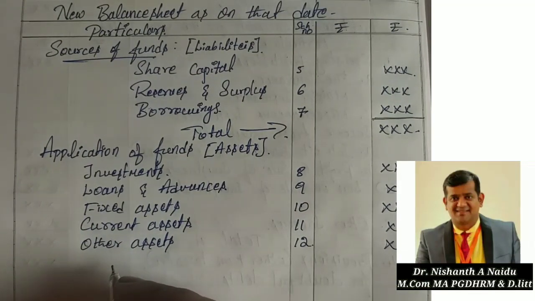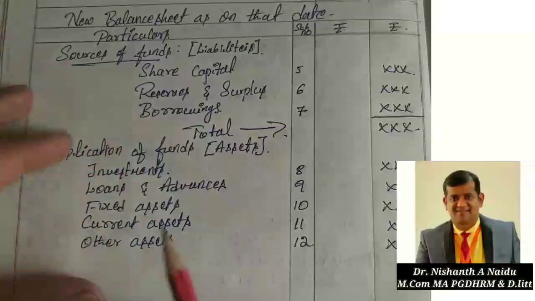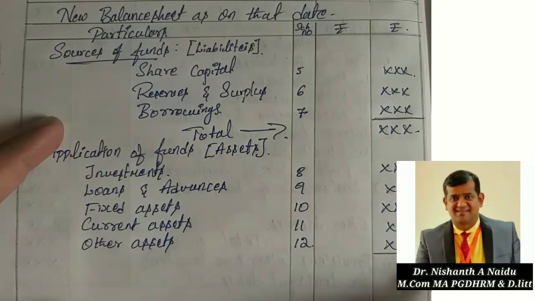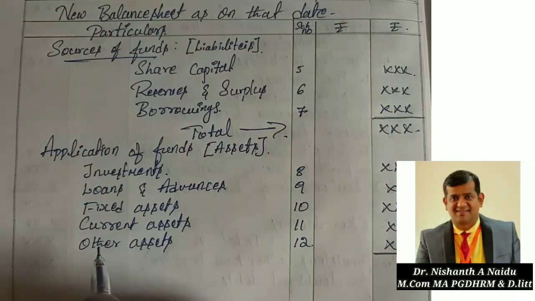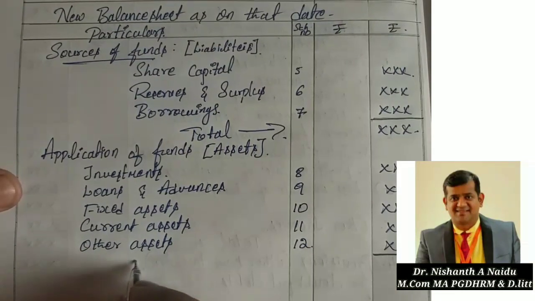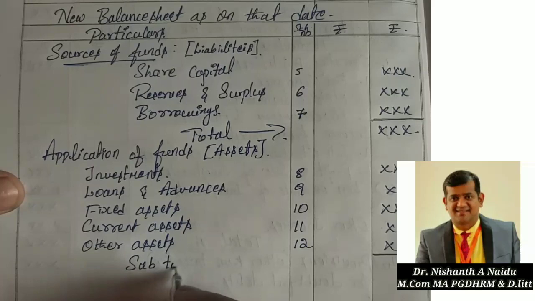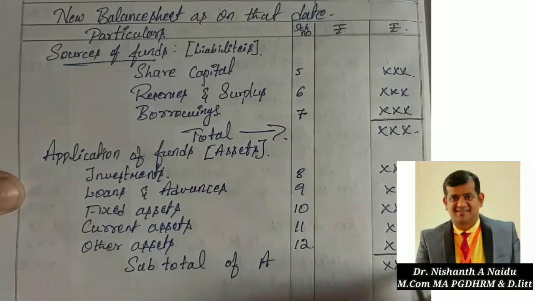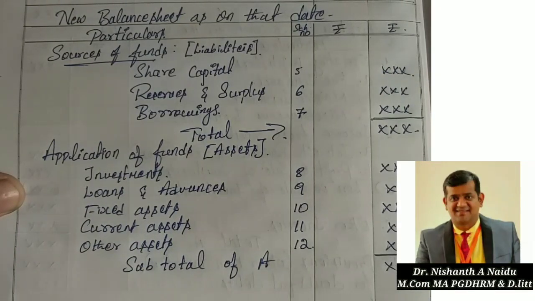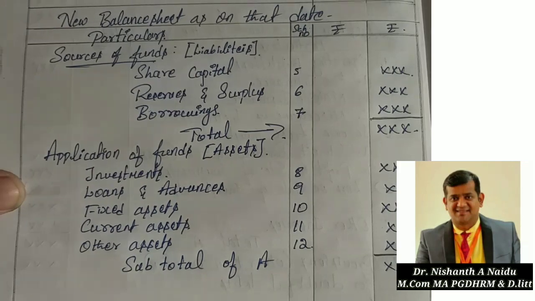Okay. So now we are going to total this. We call this a subtotal of A. So write like that only. Subtotal of A. Ready, right? Fine. So next we will have current liabilities.